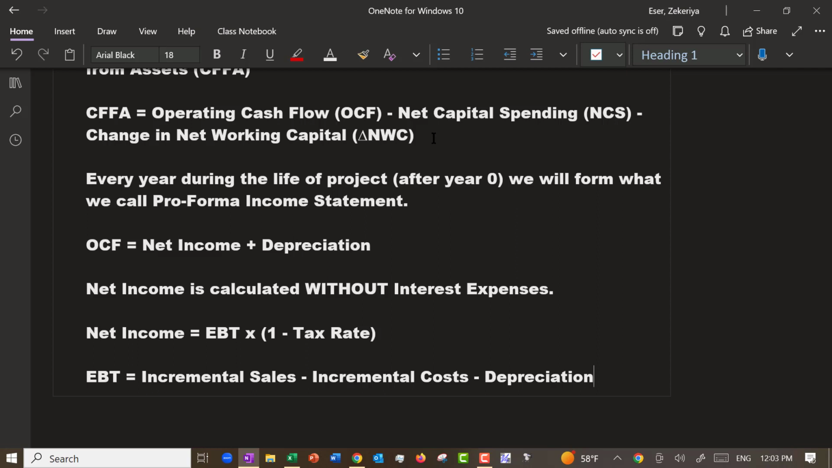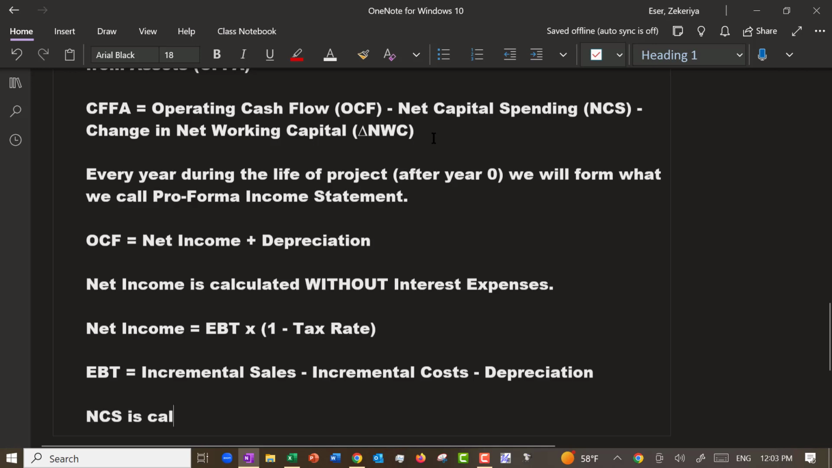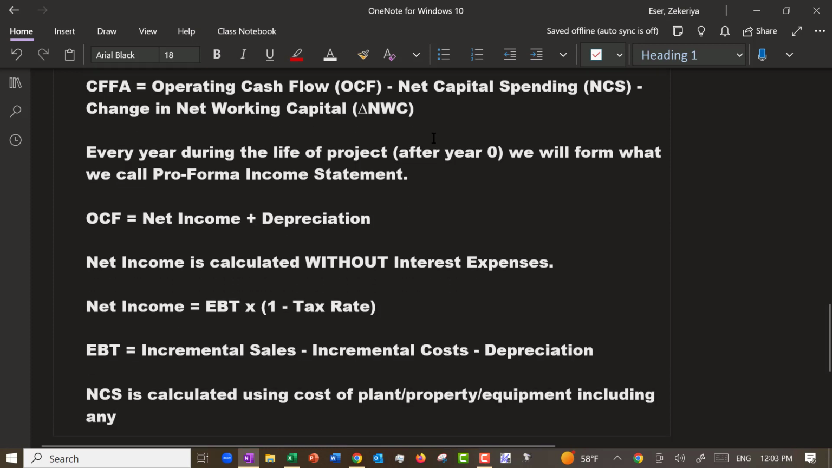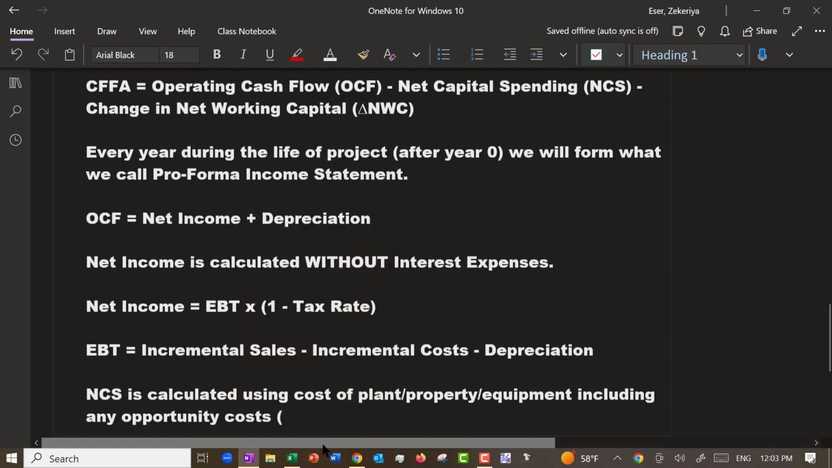And NCS is calculated using cost of plant, property, equipment, including any opportunity costs, and salvage values are thought of as negative capital expenditures.